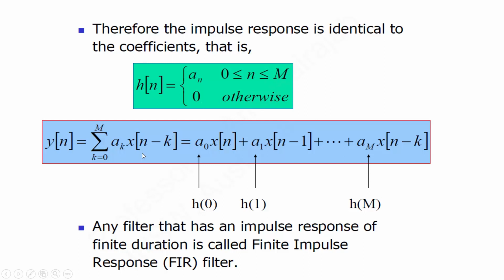All right. We also know that since capital M is finite, the impulse response will be finite in this case. Any filter that has an impulse response of finite duration is called a finite impulse response filter. So a0 basically corresponds to h0, a1 basically corresponds to h1, and so on.